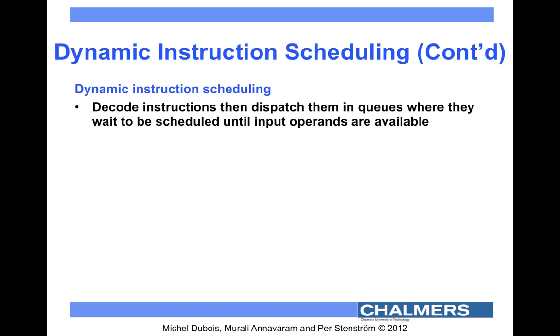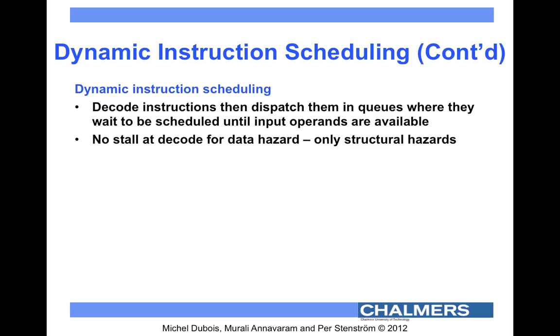So in dynamic instruction scheduling, what we do is that we decode instructions and then dispatch them in queues while they wait to be scheduled until input operands are available. So there will be no stall at the decode for data hazards, okay? Only structural hazards. So as long as there are available execution resources, then we can dispatch an instruction for execution.